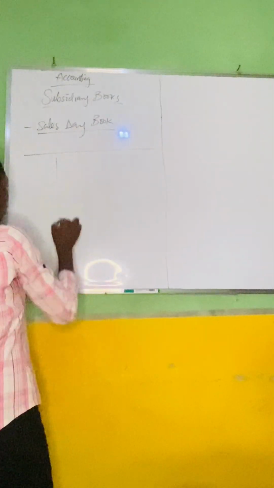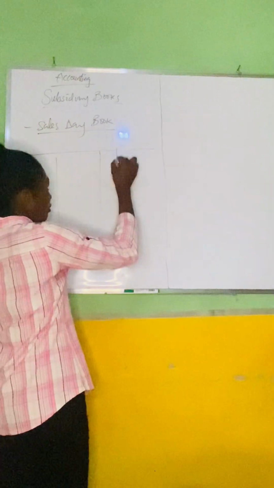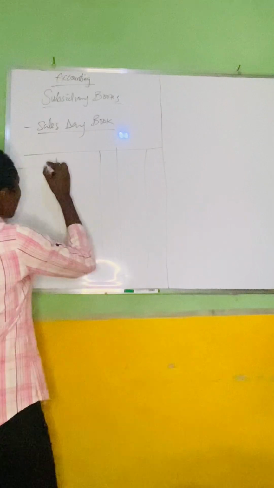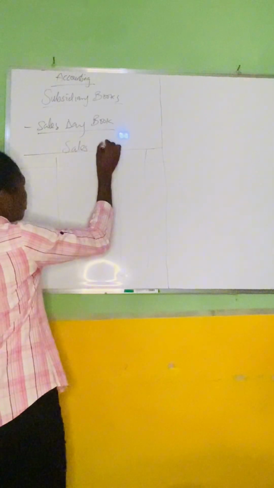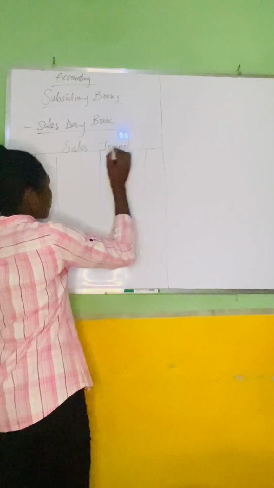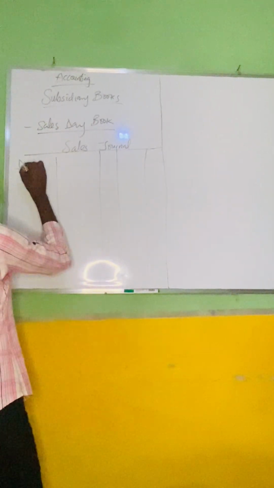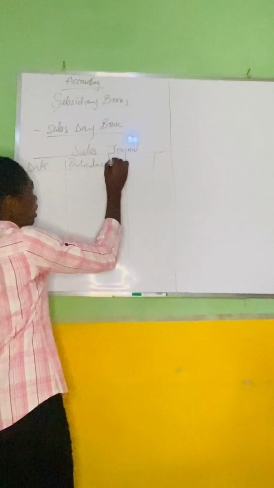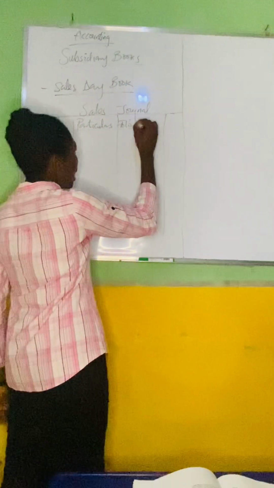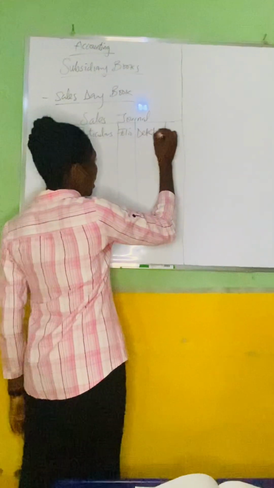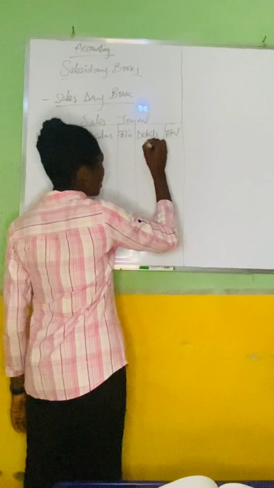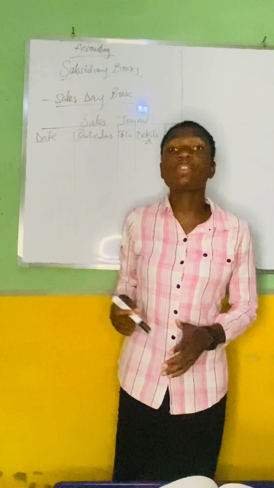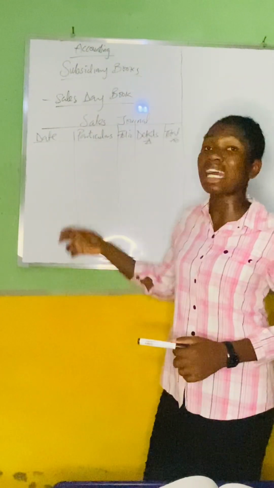For our journal, this is our format. We have our date, our particulars, our folio, our details, and lastly our total. Since we are entering from source documents, we may be entering into this book on a daily basis.